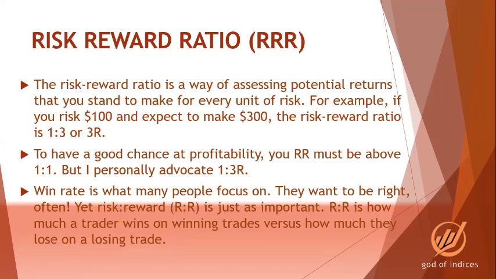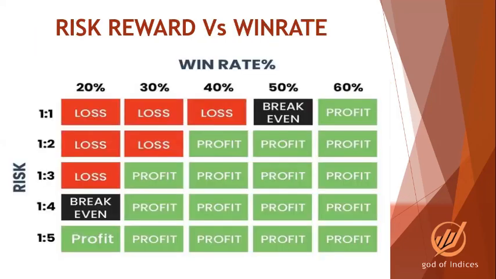RR is how much a trader wins on winning trades versus how much they lose on a losing trade, right? So you win big, and when you lose, you lose small. This is one of the advantages of risk reward ratio. This helps you get out of drawdowns and losing streaks. You get out of losing streaks faster with better risk reward ratio, right? So this is the relationship between risk reward versus win rates.